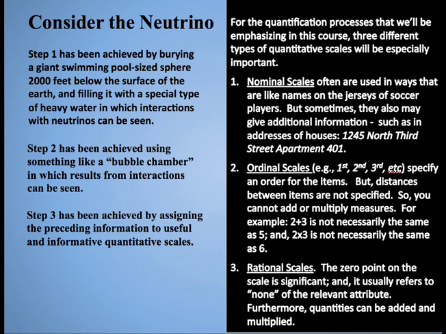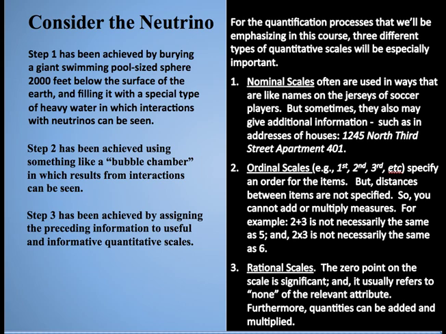For the quantification processes that we'll be emphasizing in this course, 3 different types of quantitative scales will be especially important. Nominal scales often are used in ways that are like names on the jerseys of soccer players. But sometimes, they also may give additional information such as in addresses of houses, 1245 North 3rd Street Apartment 401.